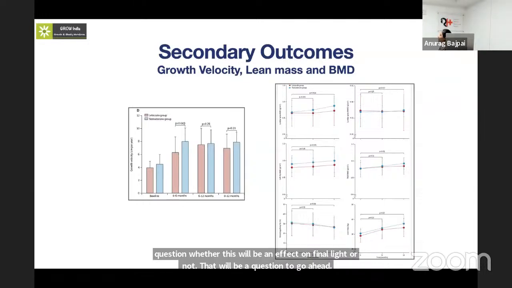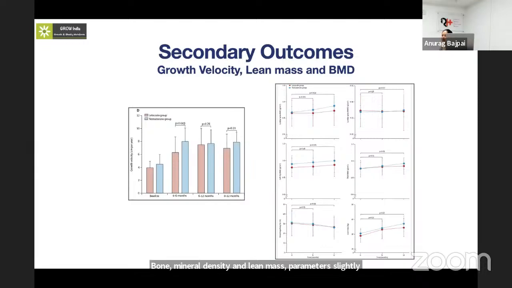Bone mineral density and lean mass parameters fared slightly better with the testosterone arm compared to the aromatase inhibitor. My major problem here is that this study is not designed to study these parameters. You will need much higher sample size on that. So just because you don't see a difference, you cannot say that this is safe from that regard, because the only thing that you're looking at is testicular volume increase.